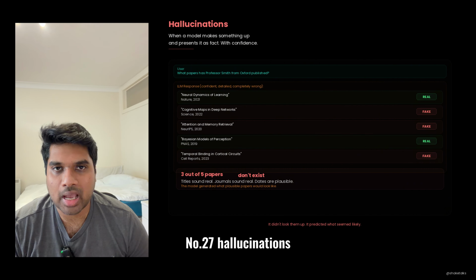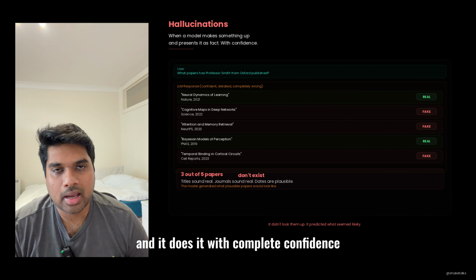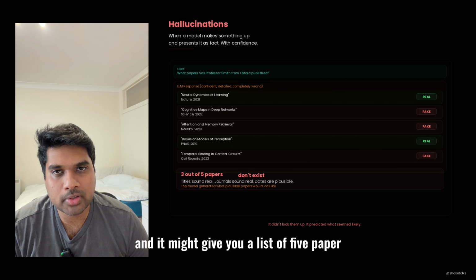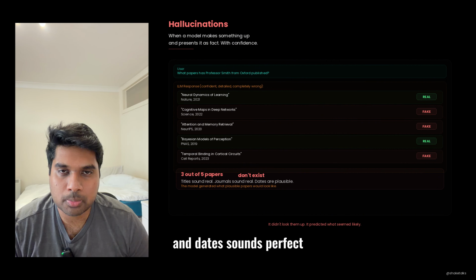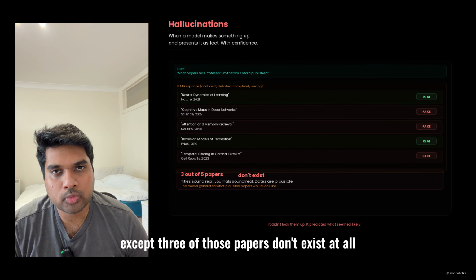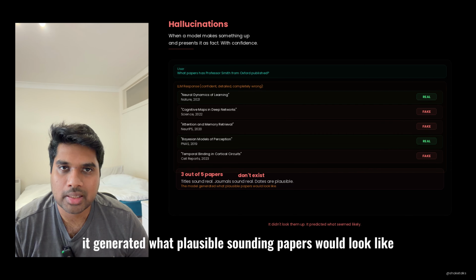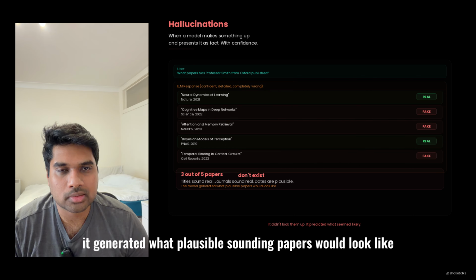Number 27. Hallucinations. Hallucination is when a language model makes something up and presents it as a fact, and it does it with complete confidence. Ask an LLM what papers Professor Smith from Oxford has published, and it might give you a list of five papers with titles, journals, and dates. Sounds perfect. Except 3 of those papers don't exist at all. The model didn't look them up. It generated what plausible sounding papers would look like.